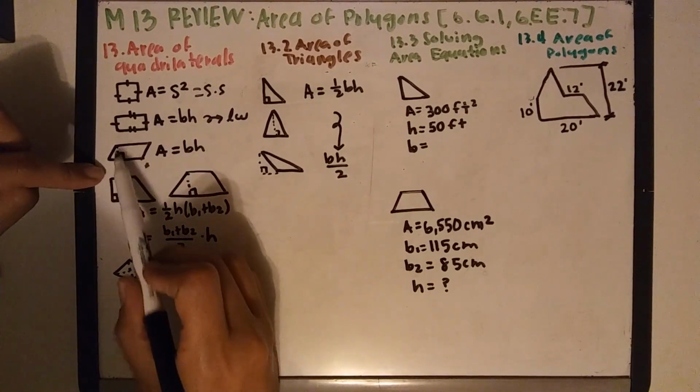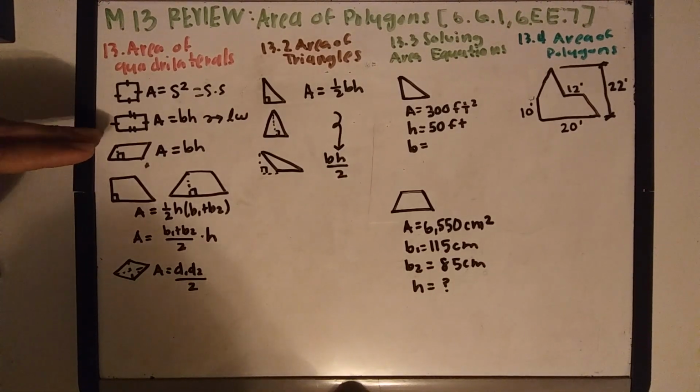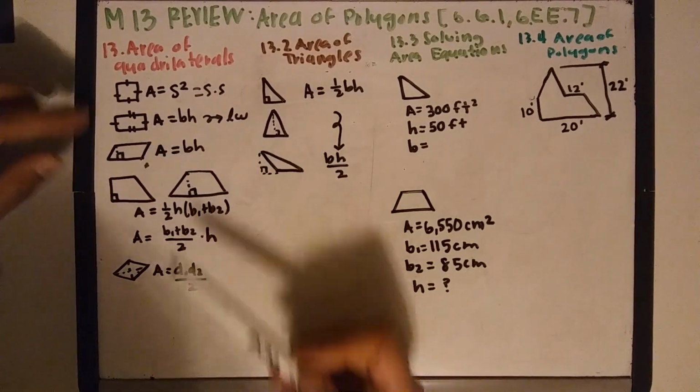Parallelogram, you also do base times height. Remember, the height has to go from the tip of the top of the shape all the way to the base, making a 90-degree angle. So this is not the height, this is the height, okay?